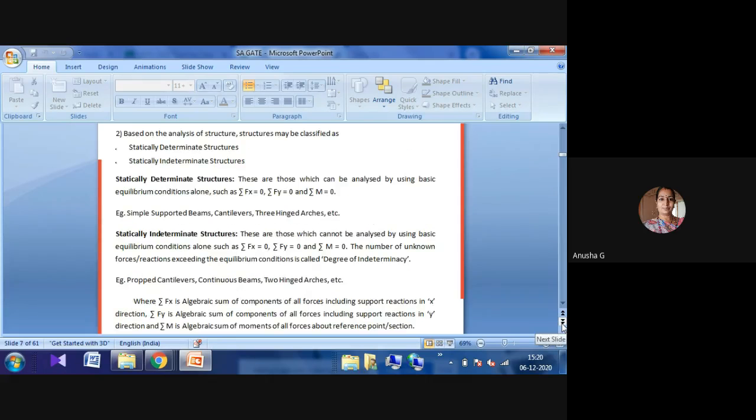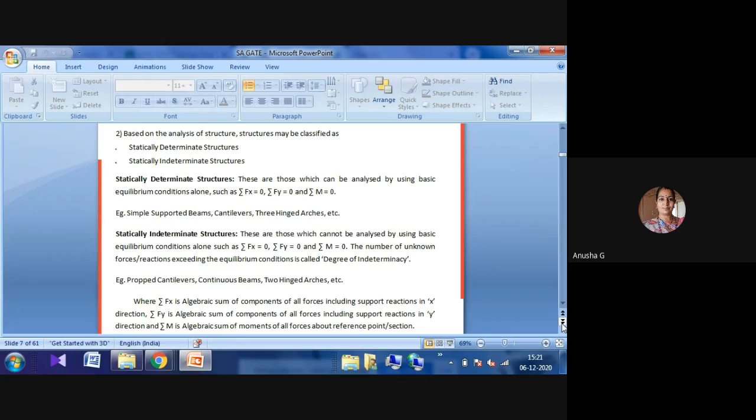Next one is based on the solid structure, that is the surface structure. Based on the analysis of the structure, structures can be divided into two types again: the statically determinate structure and the statically indeterminate structure. For our GATE exam, it is very, very important. What is meant by a determinate structure and what is meant by an indeterminate structure? First of all, you have to know the main difference between the determinate and indeterminate structures.